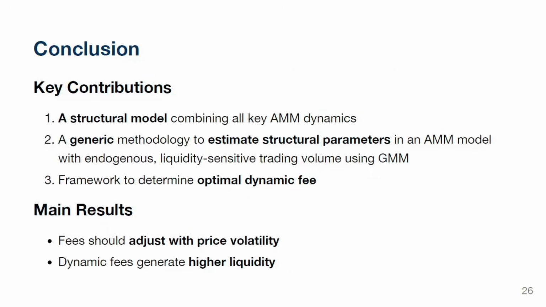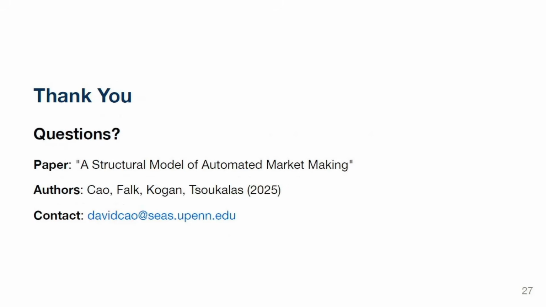Cool, and just wrapping up. Like I said, we have the structural model, which is hopefully plug and play with whatever model you want for trade volume. Then we provide a generic methodology, through an empirical study, to estimate these structural parameters. Finally, we provide a framework for estimating a dynamic optimal fee. If there's anything to take away, it's that AMM fees should adjust with price volatility if we can make them dynamic, and dynamic fees are indeed better. Cool. Thank you.